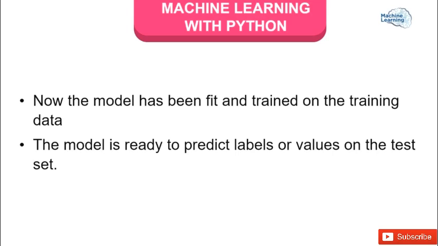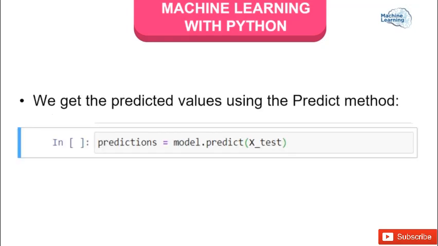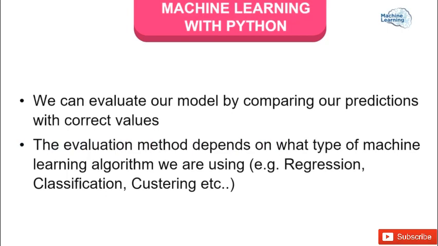Again, remember I'm showing an example of a supervised learning process. The process for an unsupervised model is going to be a little different because you're actually not going to be having these labels. But every supervised learning model will get the predicted values using the predict method. So we'll just go ahead and say model.predict. Pass in your X test data, and those are your test features, and you get predictions from that. So here's where you can evaluate the model by comparing the predictions with correct values.